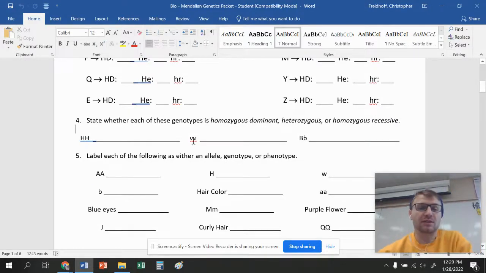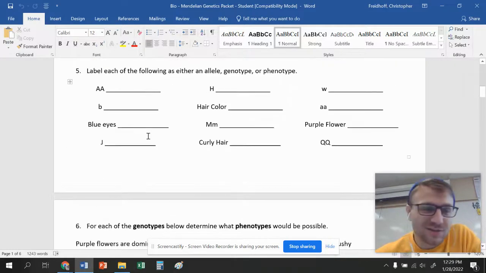This one's going to ask you to state whether the genotypes are homozygous dominant, heterozygous, or homozygous recessive. And yes, you have to write it out because it's very important you understand that these are homozygous dominant, this is homozygous recessive, and heterozygous. So I just kind of give you the answers there.